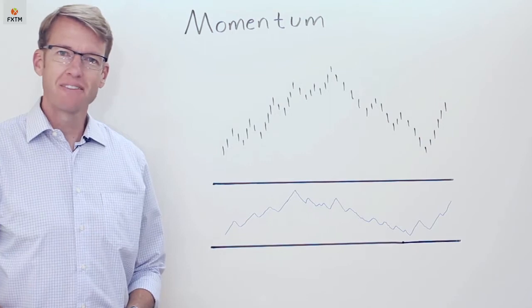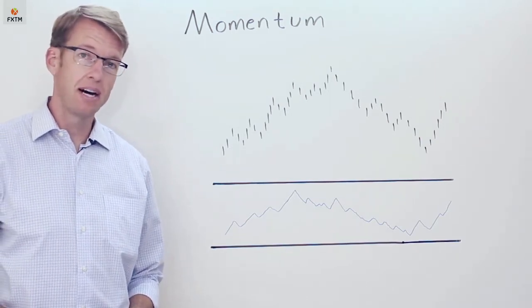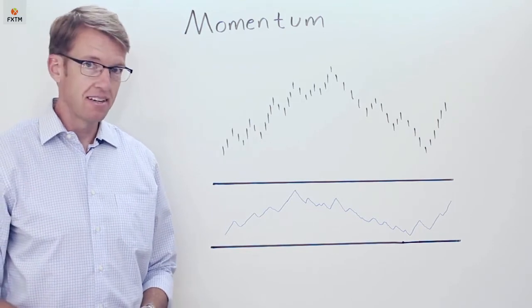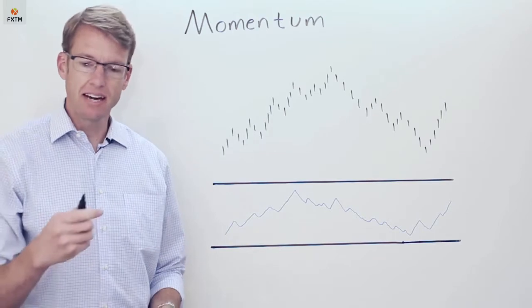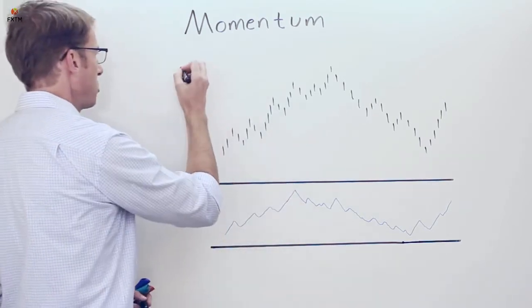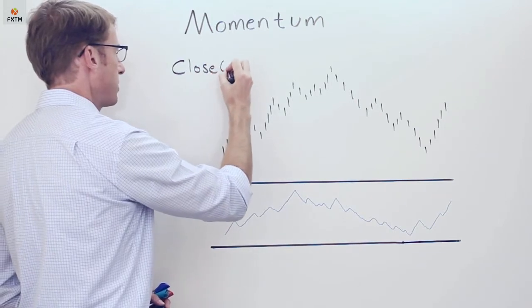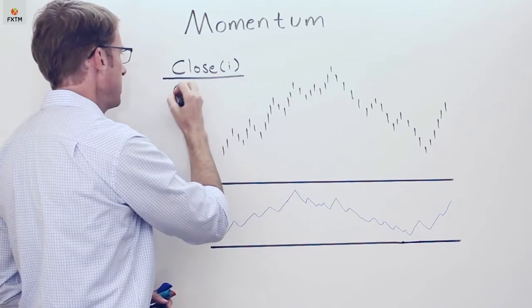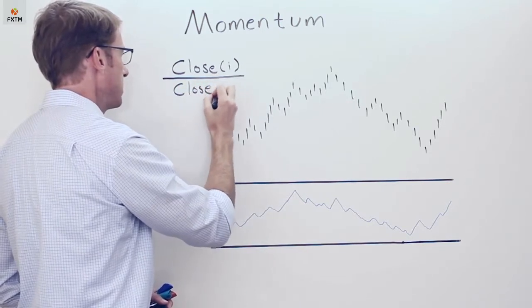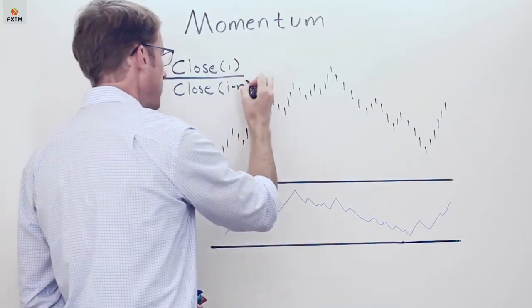In this episode of the FXTM educational series, we're going to be taking a closer look at the momentum oscillator. Like many oscillators, it is a study of price over time. It's basically calculated as the close price as of the most current period, so I'm going to put a little I in parentheses after that, divided by the close price of I minus N. And by N, I mean that's a look-back period.